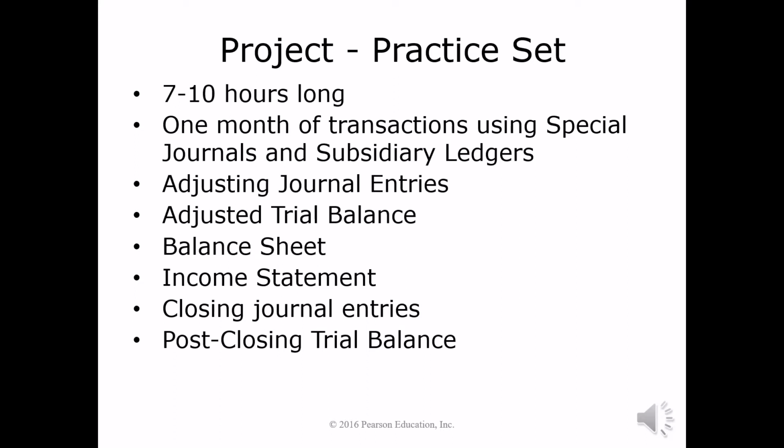You're going to be posting to the general ledger, and then you're going to do your end of the month transactions, which include your adjusting journal entries, creating an adjusted trial balance, creating your financial statements, such as the balance sheet and the income statement, doing closing journal entries to close out your temporary accounts, and finally, to create a post-closing trial balance.